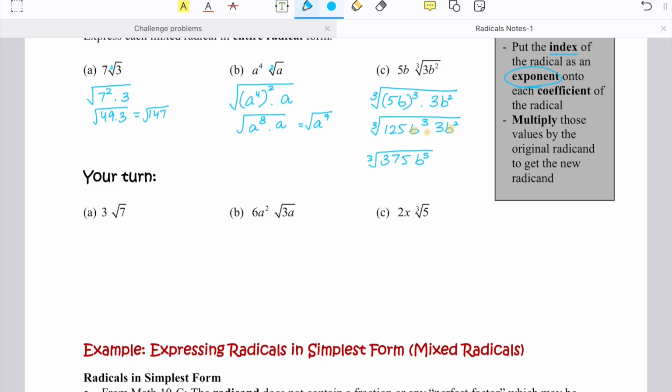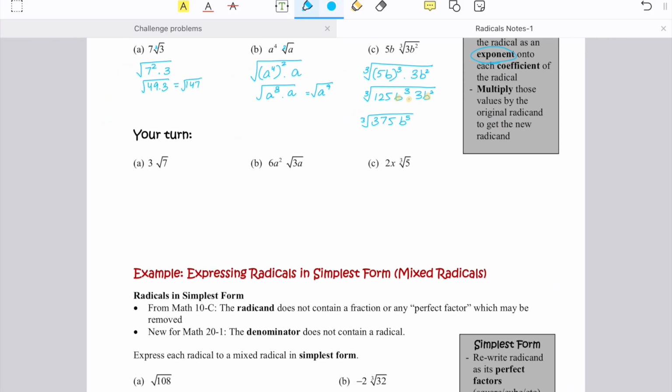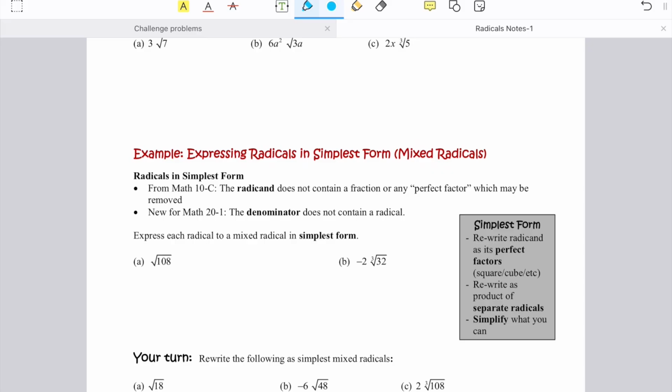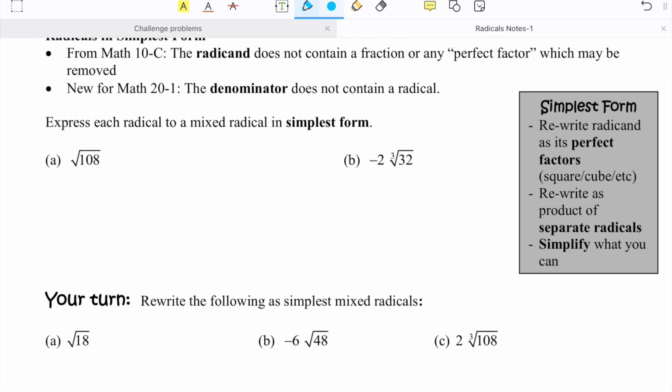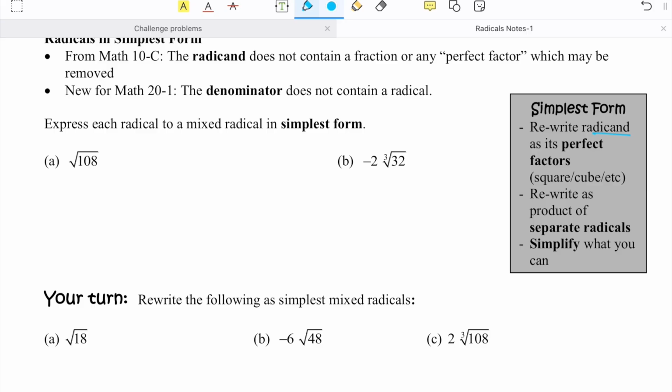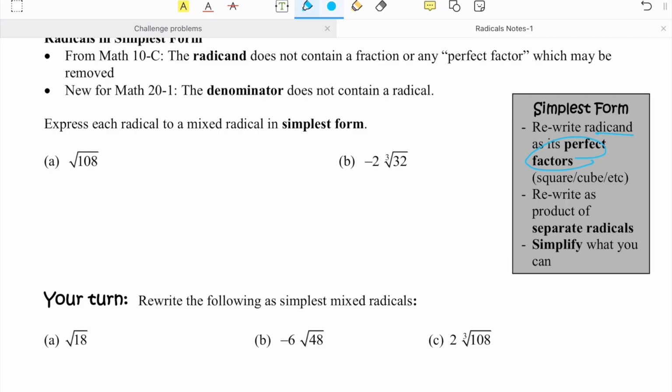Okay. Now we'll do some examples of going from entire radical to mixed radical. So you want to write your radicand as a perfect factor. So it could be perfect square, cube, etc. And then you rewrite it. So 108. Think about the factors.